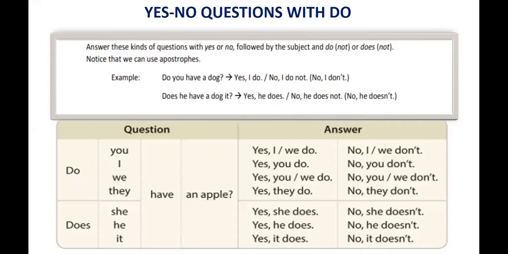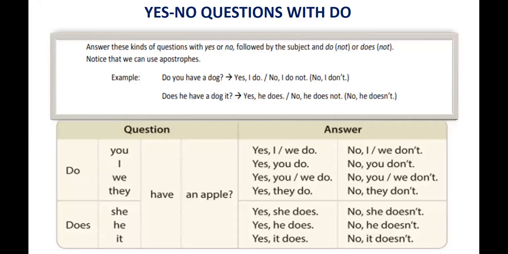For example, do you have an apple? Yes, I do, you can say. Or no, I don't, right? Do I have an apple? Yes, I do, or no, I don't. Do we have an apple? Yes, we do. No, we don't. Do they have an apple? Yes, they do. No, they don't.